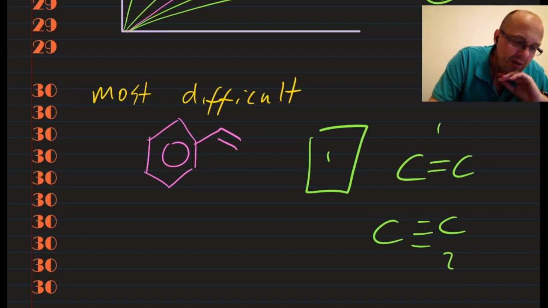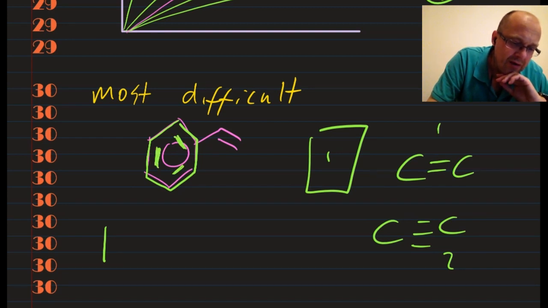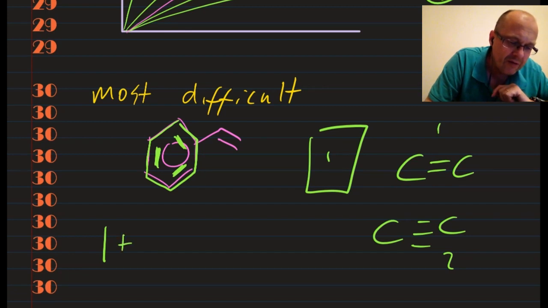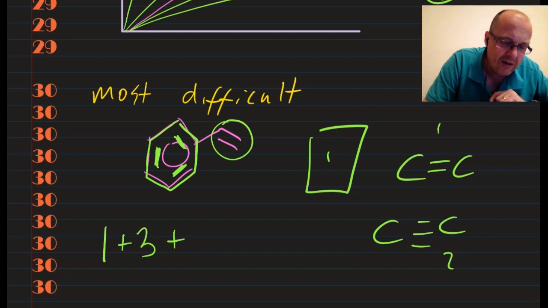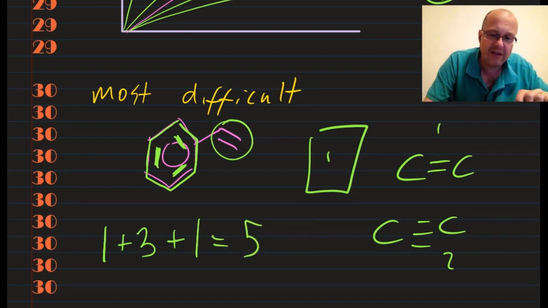So I have this here. That's 1. Rather rudely, they didn't draw in those 3 carbon-carbon double bonds. So there's 3 there. And there's a double bond there. So that's going to give me 5, which is 30D.